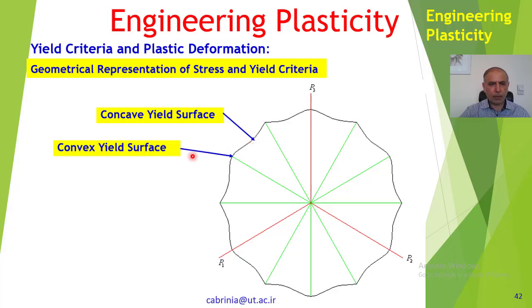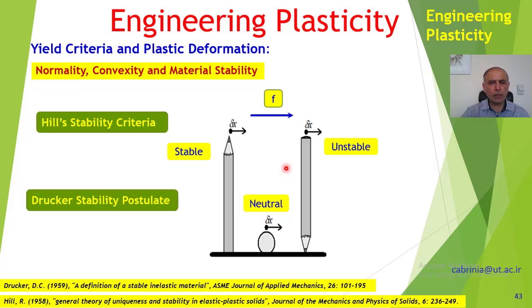Concave and convex. And now in here we want to know which one of these is really the yield surface, and could it be either concave or convex, or only one of these is possible. So that's what we are going to discuss. In order to do that, we have to discuss first some ideas like the Hill's stability criteria.